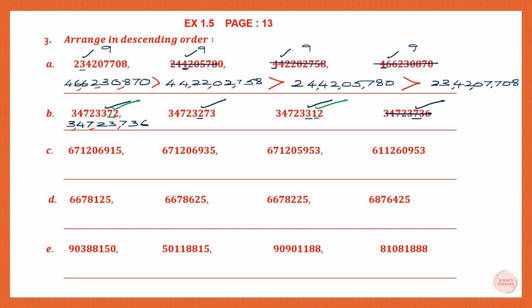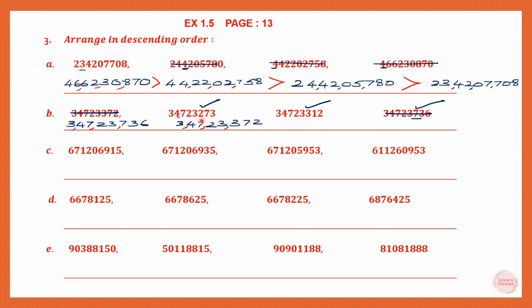So let's write this number, and the number is 3, 4, 7, 2, 3, 3, 7, 2. Let's put the commas. Ones, tens, hundreds, put a comma. Thousands, 10,000s, lakh, 10 lakh. 3 crore 47 lakh 23,372. So we finish with this number also. So now we have two numbers left.